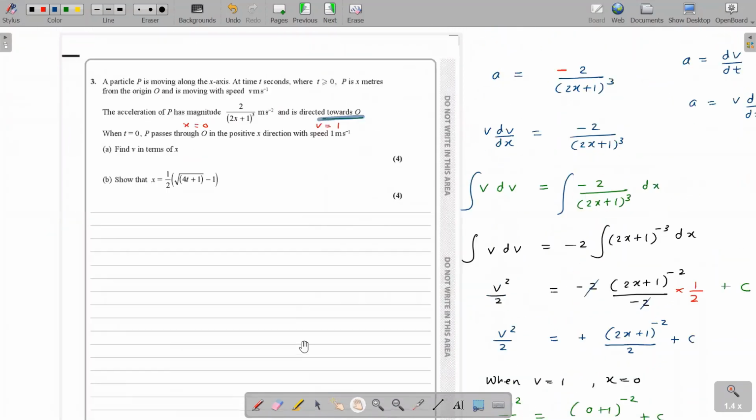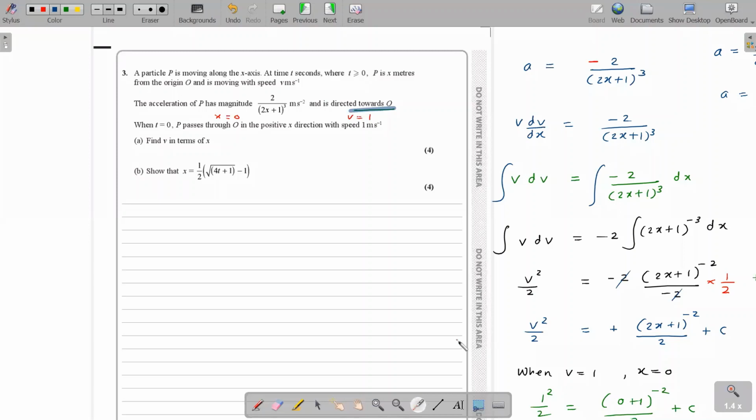Then the next part, they tell you to show that x equals half root (4t + 1) minus half. Okay, how do we get the show that for x? What did you do? Okay, so we need x in terms of t. We already found v in terms of x, right? v equals 1 over (2x + 1).